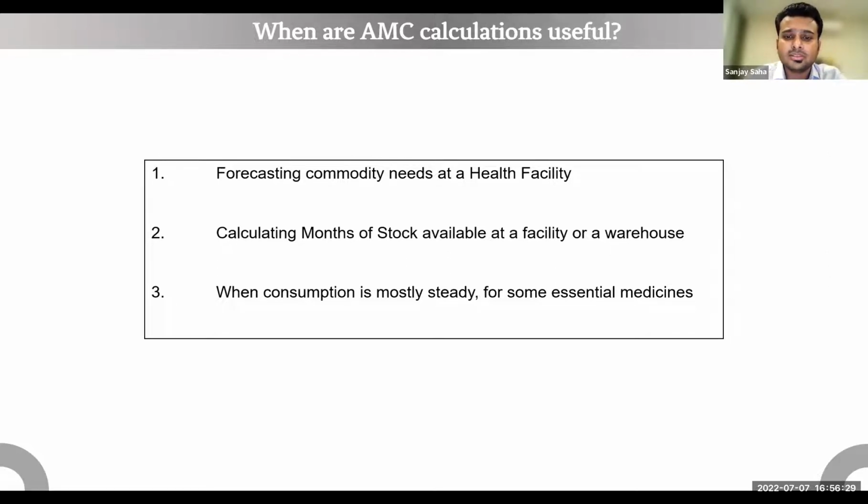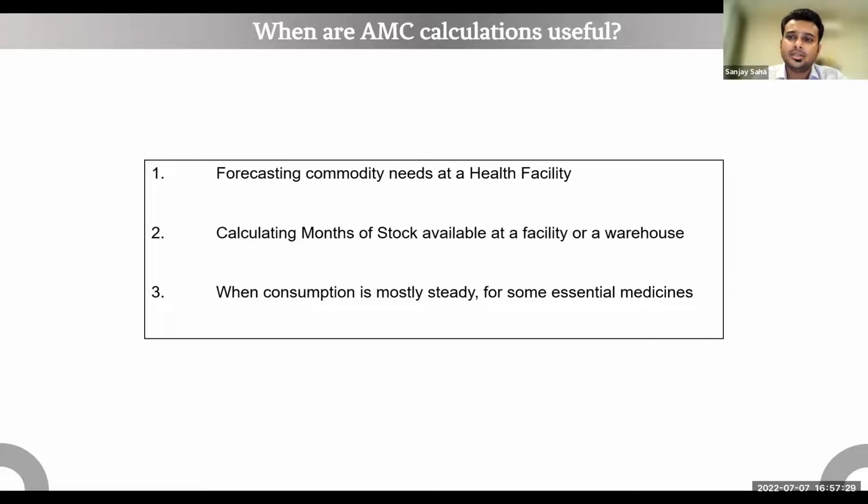Second point is calculating months of stock available at a health facility or a warehouse. Using this AMC calculation, you can also understand how many months your stocks will last. So if you have a monthly consumption of 89, let's say for example, and in your stock you have 300 packs remaining, you can safely say that your stocks will last for at least 3 months, if not more, so that in the 3 months you need to get a fresh supply of product. Also, AMC is most useful when consumption is mostly steady for the essential medicines like anti-infectives or products like anti-diabetic products and so on, where consumption is steady. It does not fluctuate too much. So AMCs are useful there.